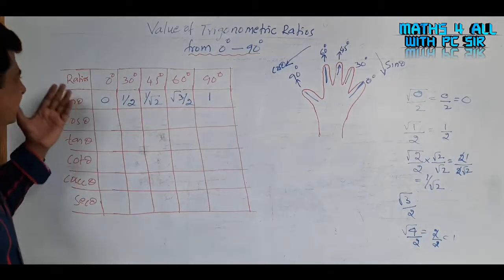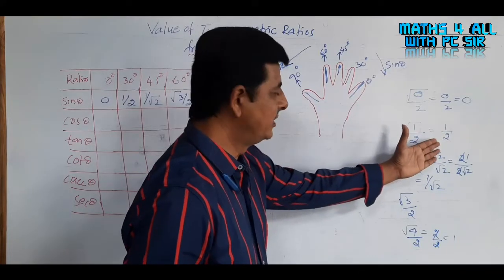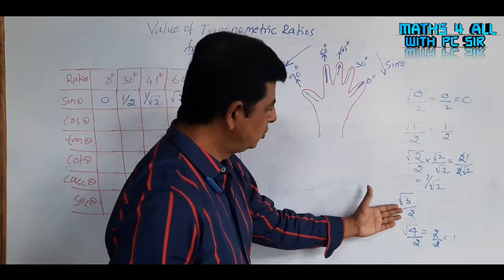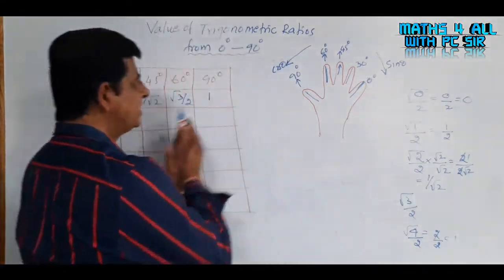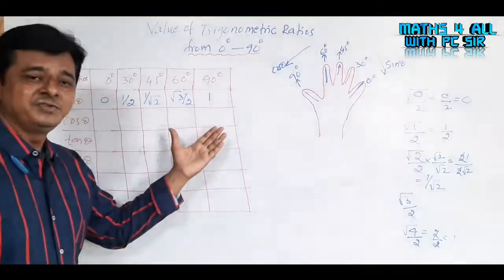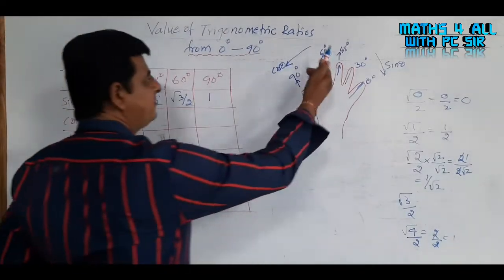Clear? So, sin 0 is 0. Sin 30 is 1 by 2. Sin 45 is 1 by root 2. Sin 60 is root 3 by 2. Sin 90 is 1. Clear? So, now for the cos values. Of course, if you understand the sin values, you can write cos simply. Otherwise, you compare from this side.